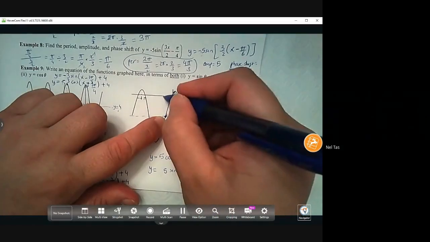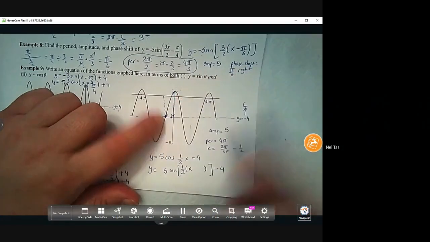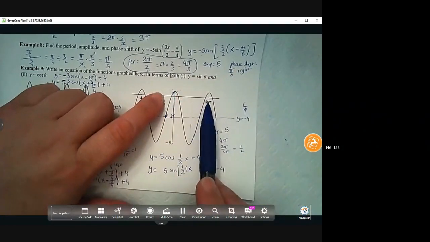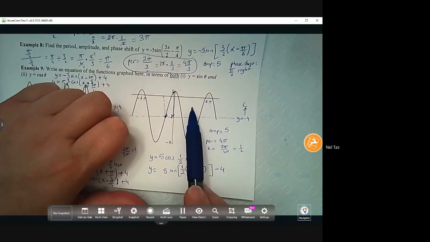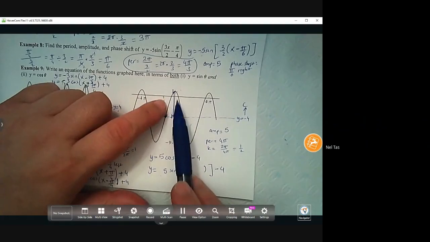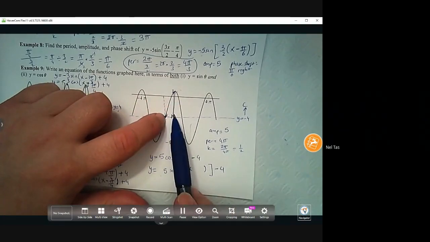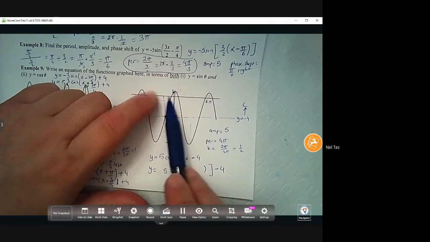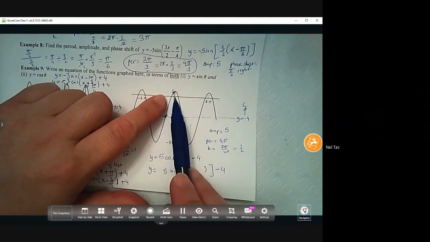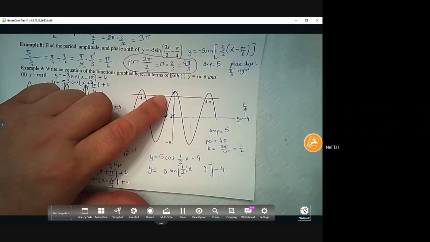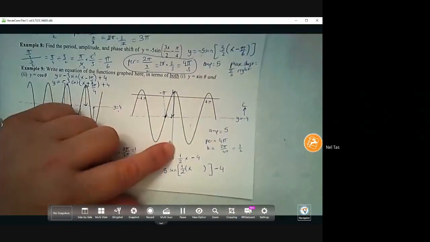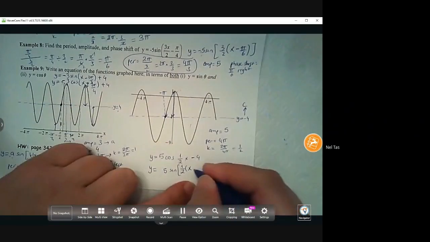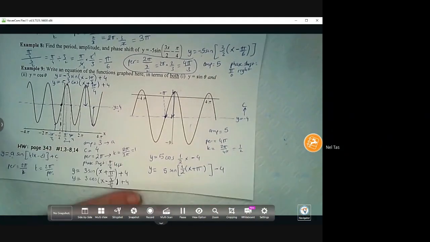Now we need to check the phase shift. Again, one period is 4 pi. Quarter period is pi. So the horizontal distance between 0 and a maximum must be a quarter period, which is pi. So if we go pi back here, we get negative pi. So this gives us plus pi for this equation.